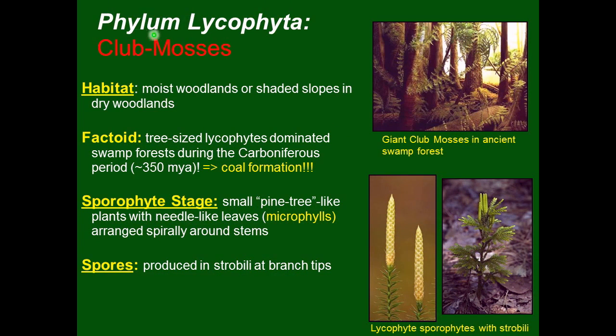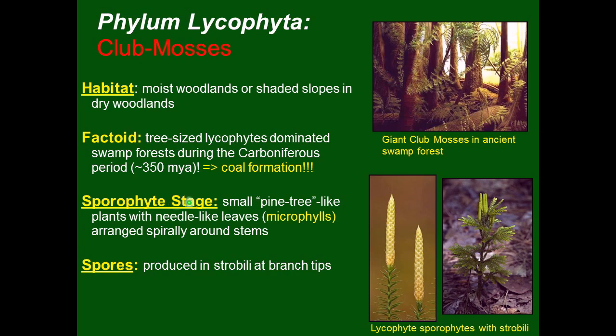In the new phylum Lycophyta, we find the club mosses. Their habitat, we find them in moist woodlands or shaded slopes and dry woodlands. An interesting fact: these tree-sized lycophytes dominated the swamp forest during the Carboniferous period, about 350 million years ago, and that made coal. So most of the coal that gives us electricity in the classroom or at home, powering your computer to watch this, came from giant club mosses in ancient swamp forests.